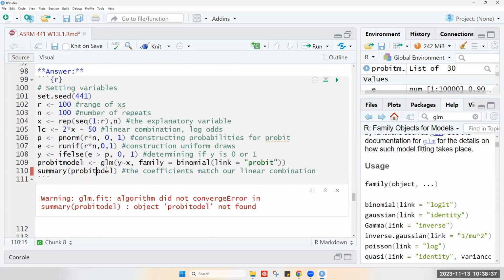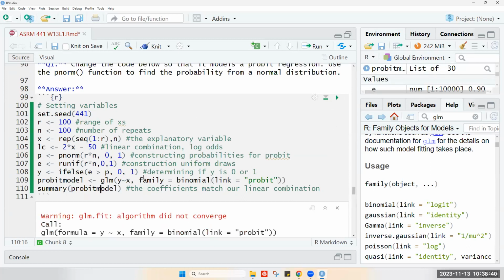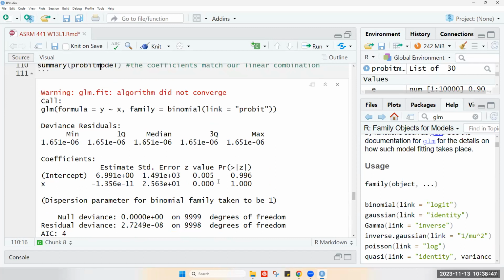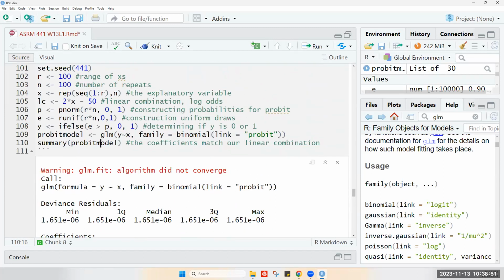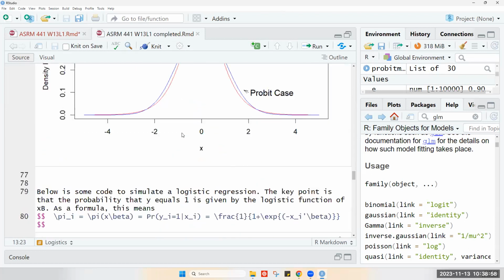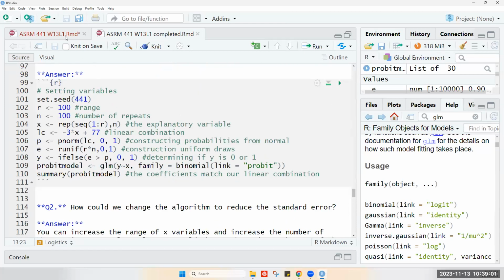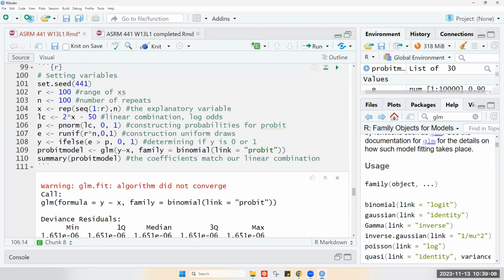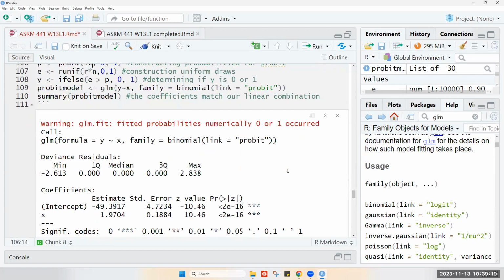So let's run that. I did something wrong. Let me see what I did here. Oh, whoops, not rn, lc. Sorry. Yeah, so I was trying to find the probability associated with this linear combination. And that once again gets me something very similar. We have an x value of about 2, an intercept of about negative 50.